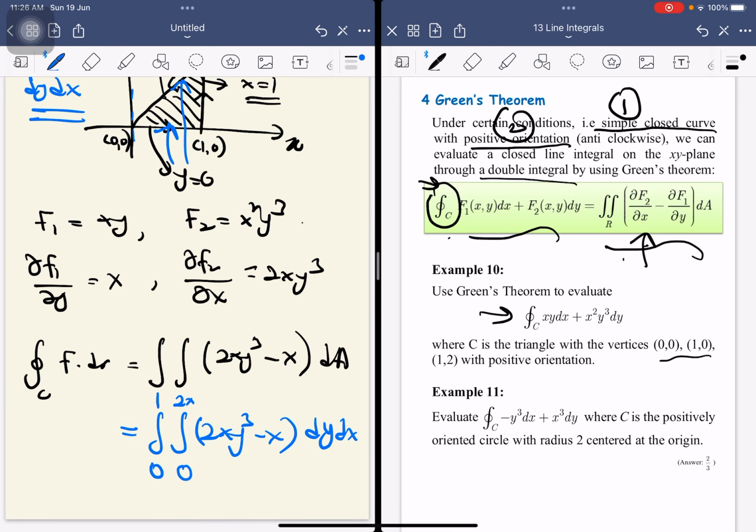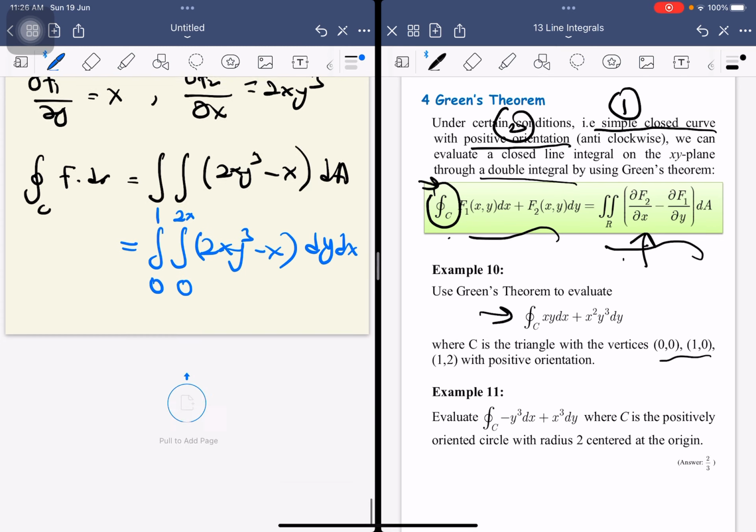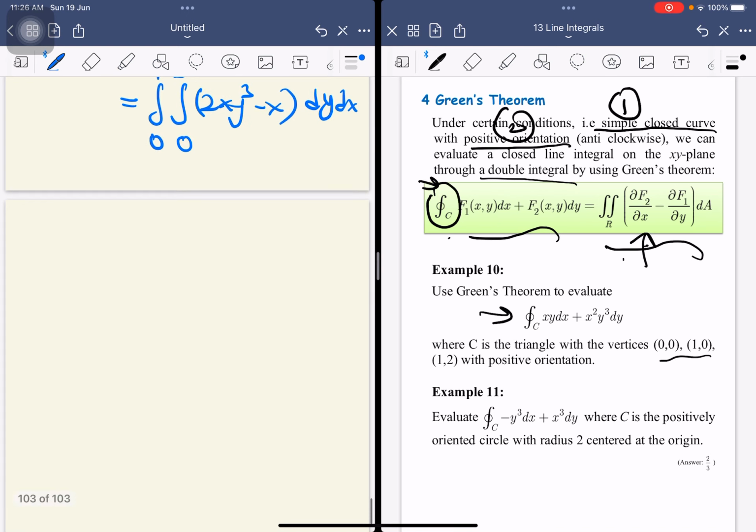Up to this point, you are refreshing what you have learned so far using double integrals. If you solve this integral, you are going to get that the final answer for this particular question is equal to 2 over 3. That's how you solve the line integral that satisfies the condition for us to solve using Green's theorem.